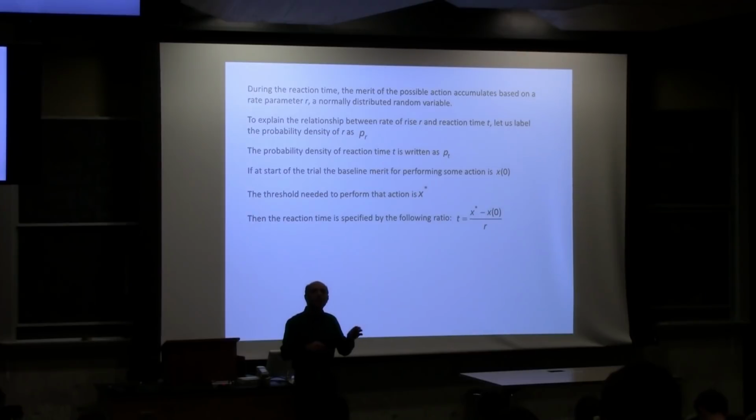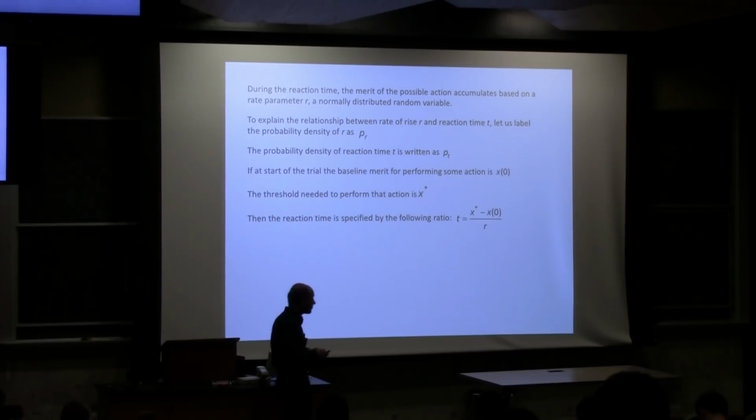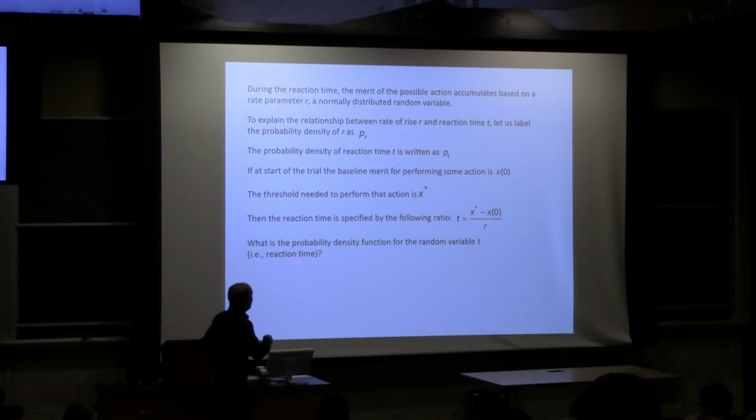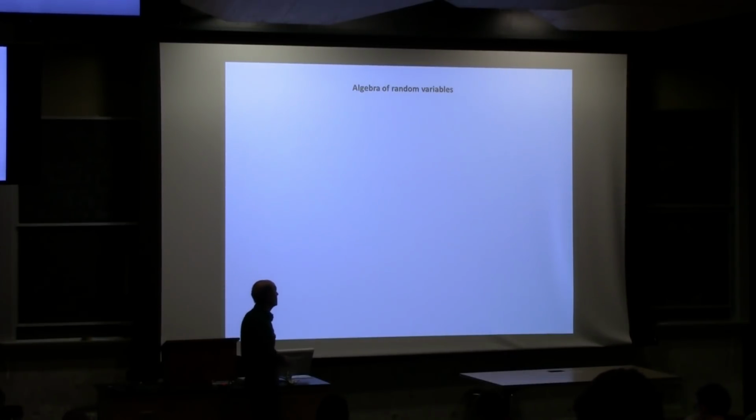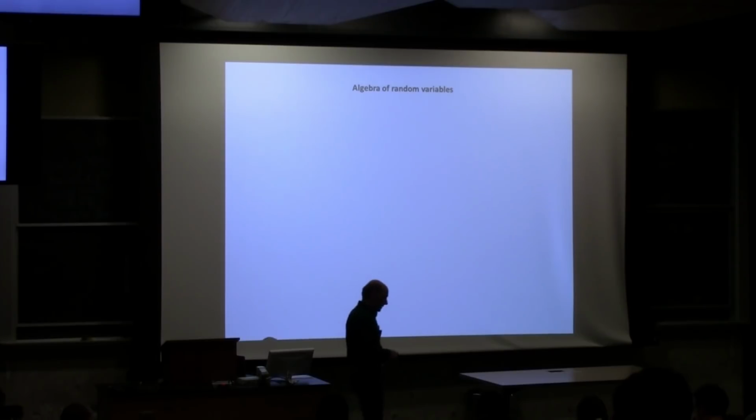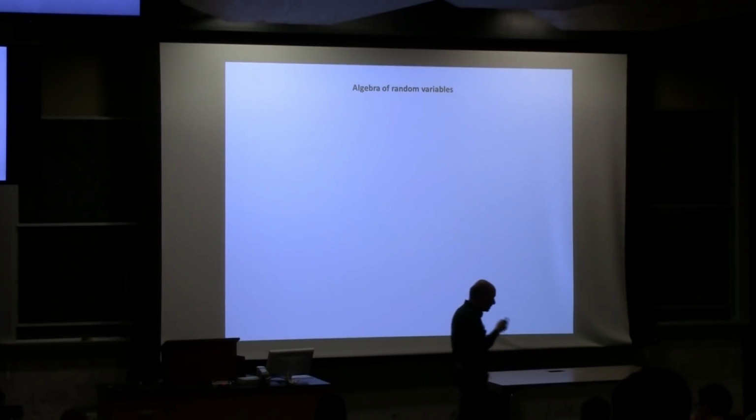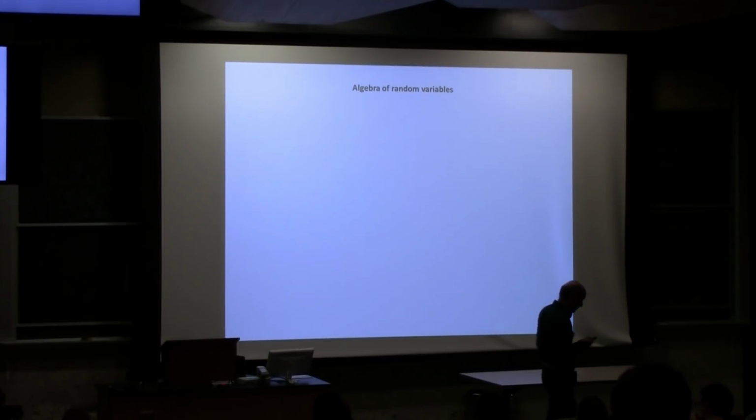More sophisticated models have R itself be a random variable during a trial. So one could consider that as well. Yeah, good question. Okay, what we want to know is what's the probability density for the random variable t, which is the reaction time. All right, so to do this, I need to teach you about algebra of random variables.